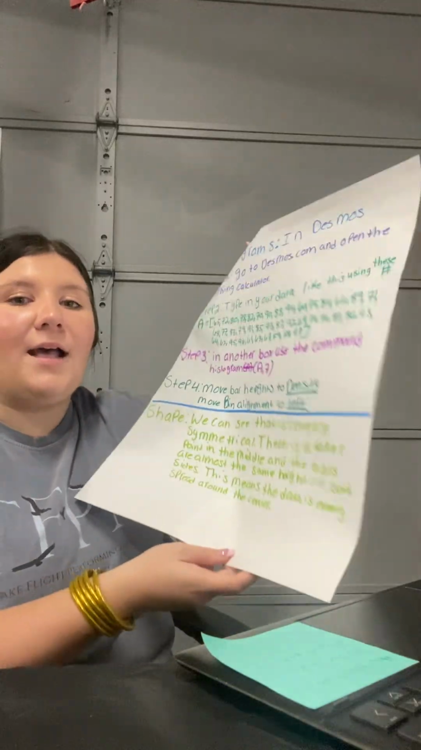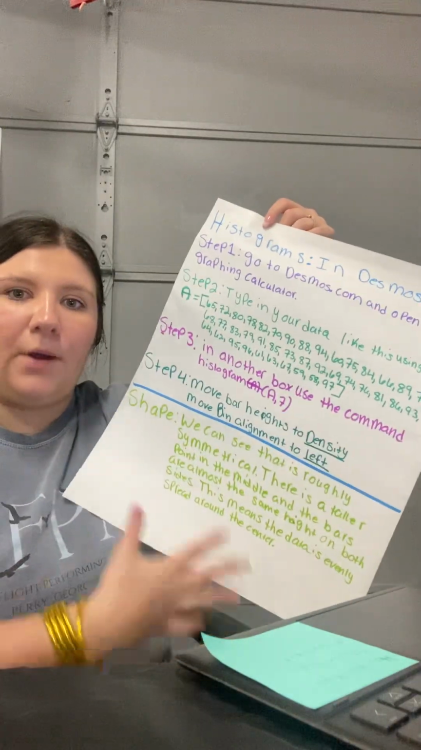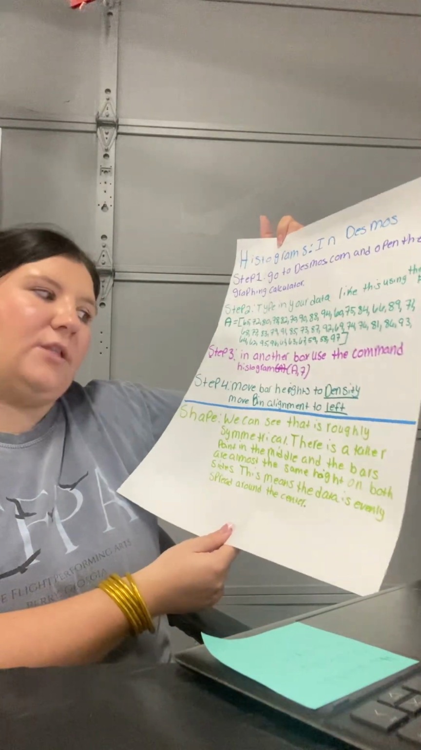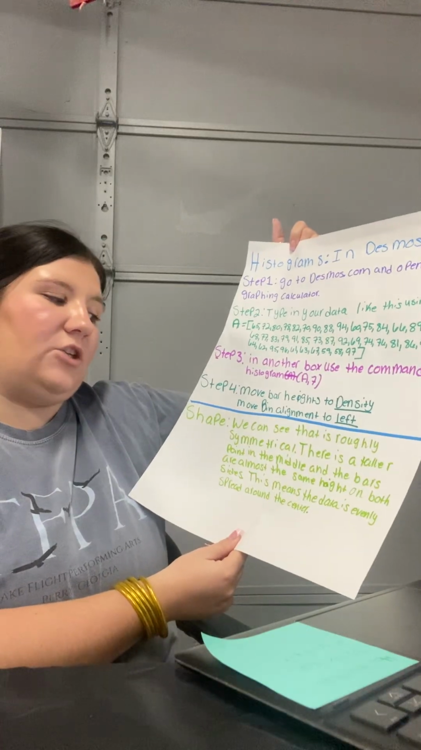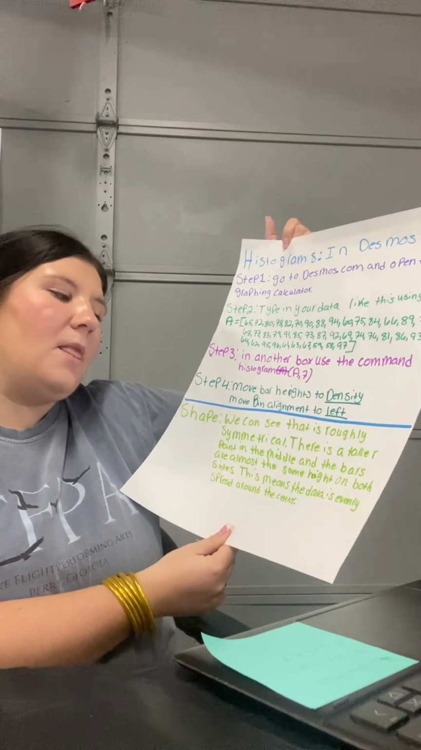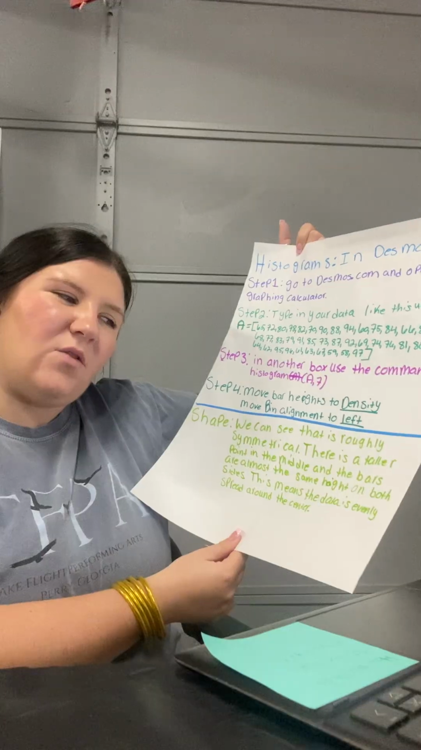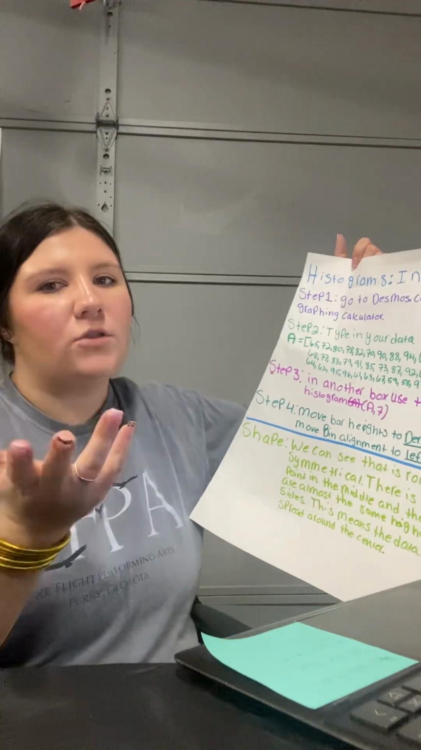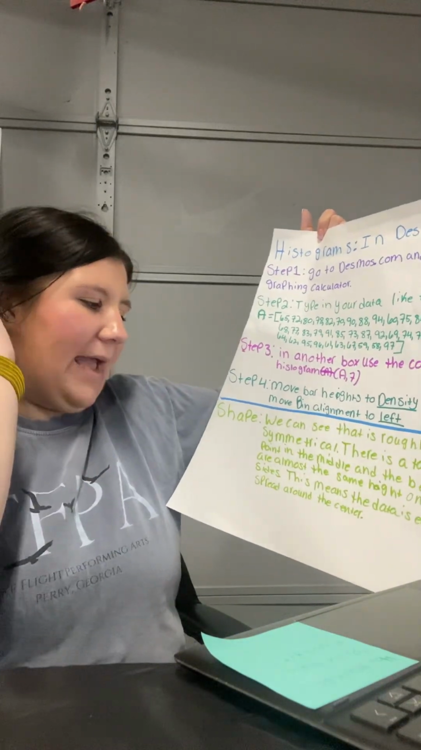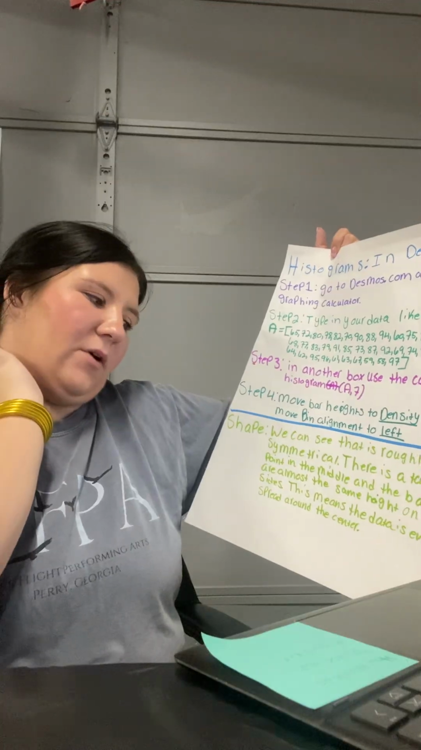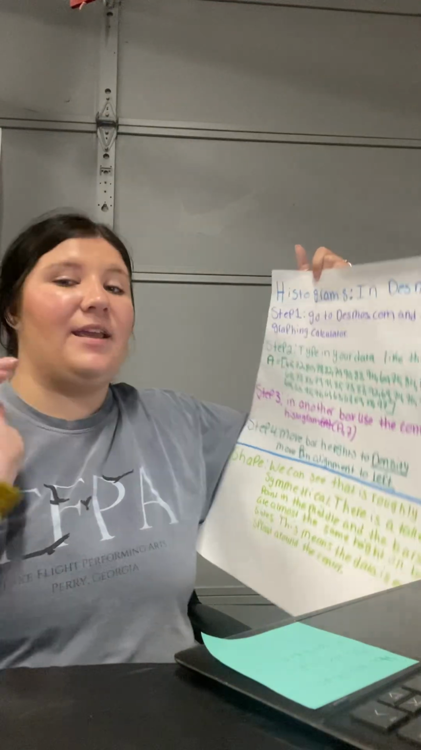As a class, we would write our response to what our shape was. Our response would be, we can see that this histogram is roughly symmetrical. There's a taller point in the middle, they're mostly even on all planes, and the bars are almost the same height on both sides. This means that the data is spread evenly around the center. So that tells us that our data is pretty even, and that our histogram is symmetrical.